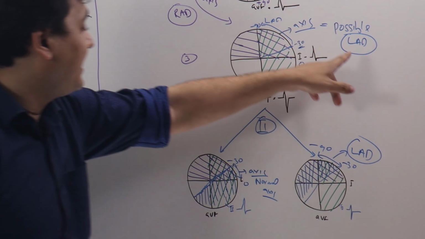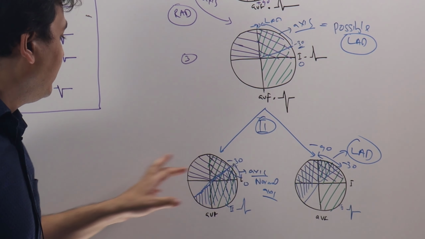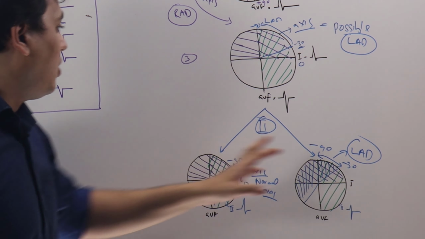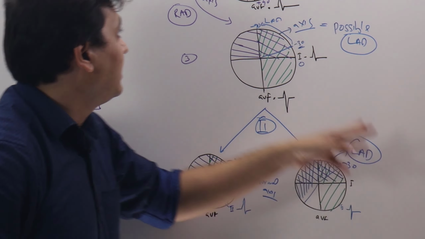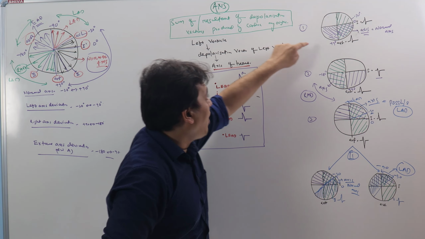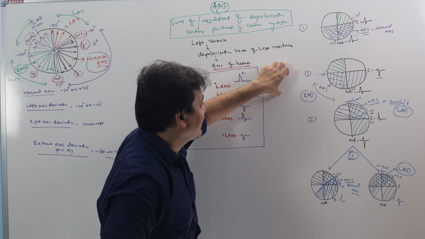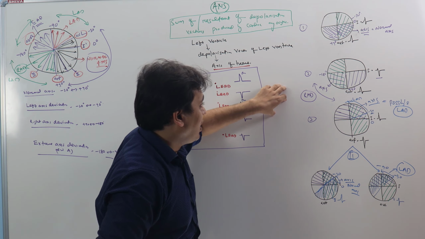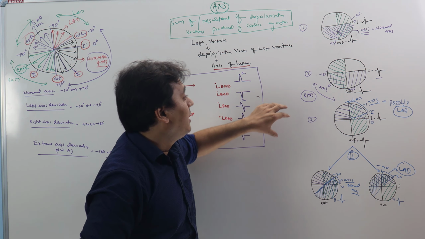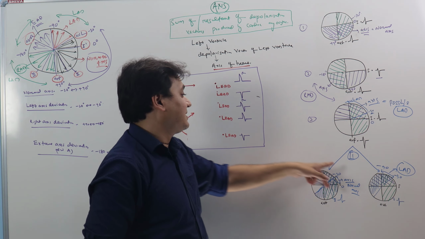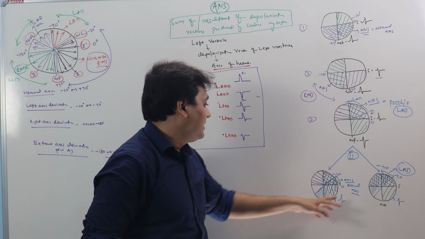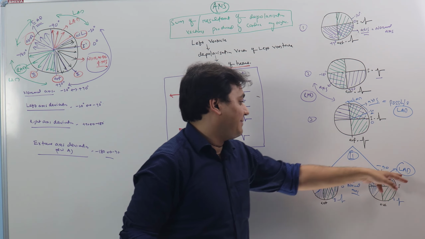Here it is possible LAD, next check lead 2, then we will get whether it is normal axis or pure left axis deviation. In this way, by checking lead 1 and AVF, we can diagnose whether it is a normal axis, a right axis deviation or a left axis deviation. In possible left axis deviation, you have to check lead 2. If it is positive, then it is normal axis. If it is negative, then it is left axis deviation.